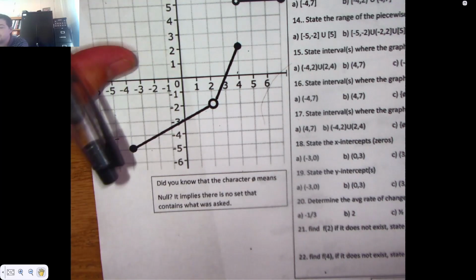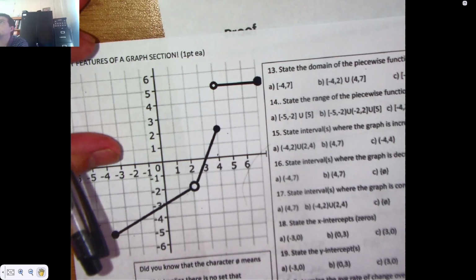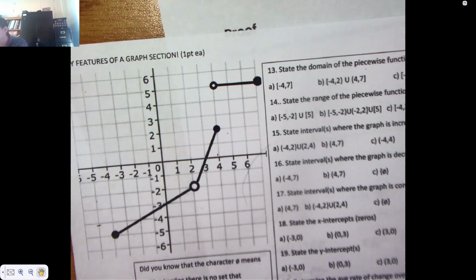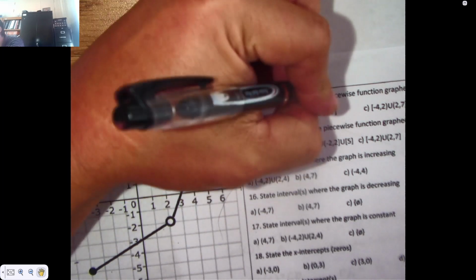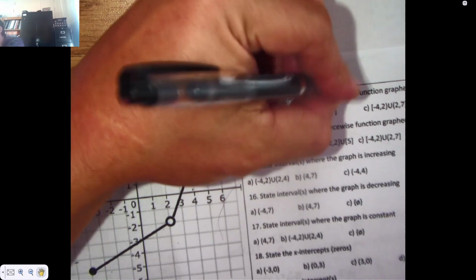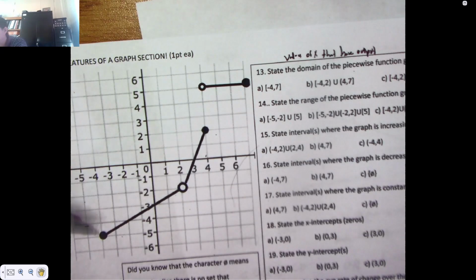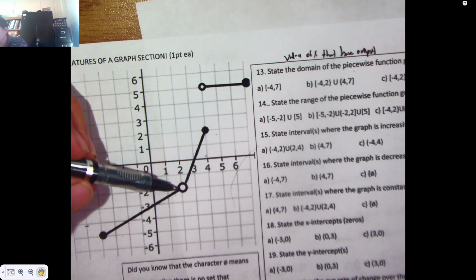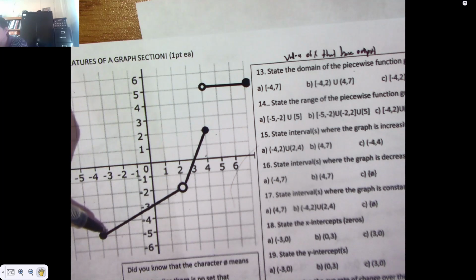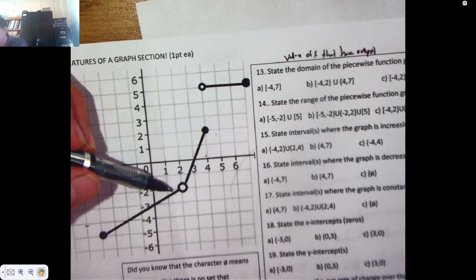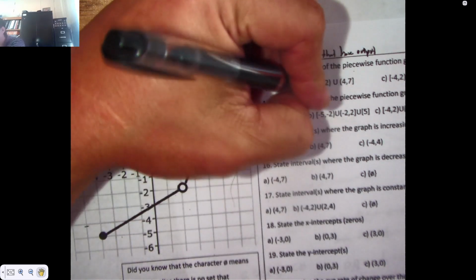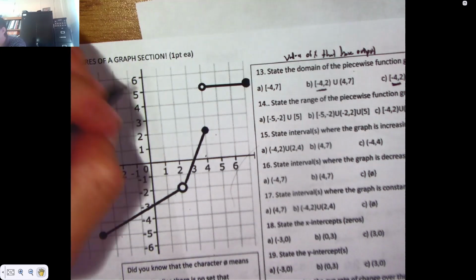This section just throws kids off, and it's the easiest stuff on here. State the domain. Domain is values of x that have output. So this graph is running from -4 to 2. And since I have this nice solid line, I have output anywhere along the path, including -4, all the way up to, but not including 2. So either one of these pieces might be correct.